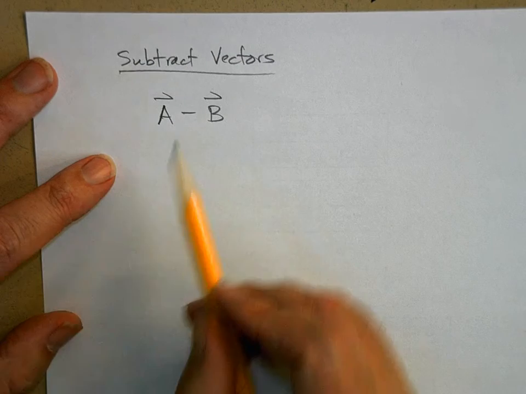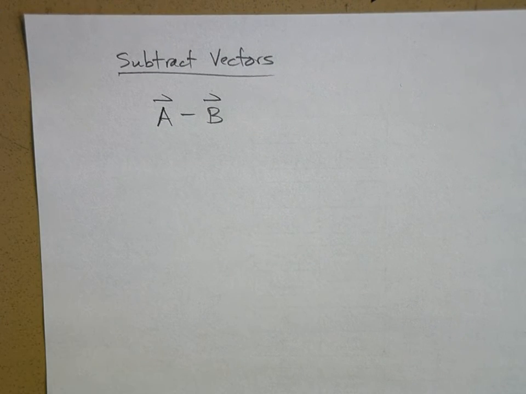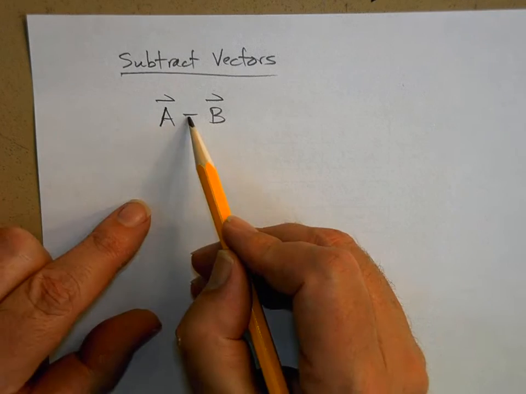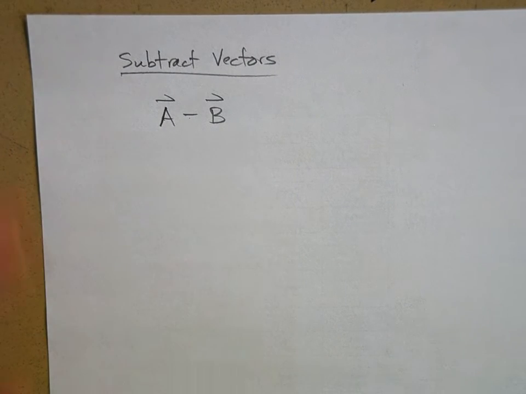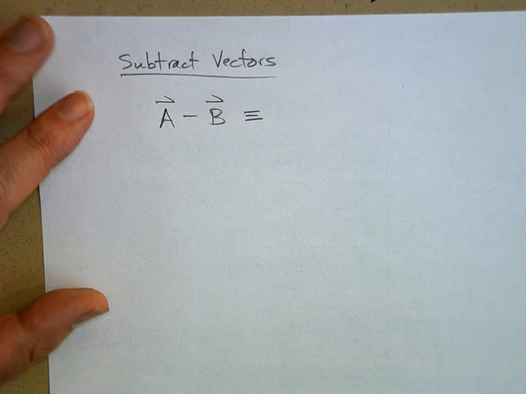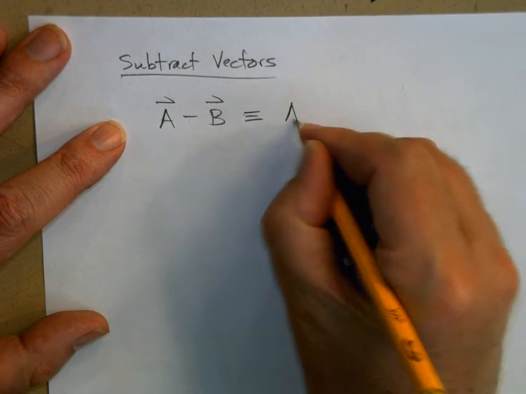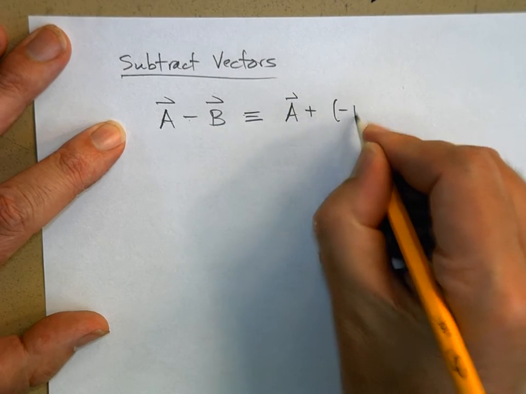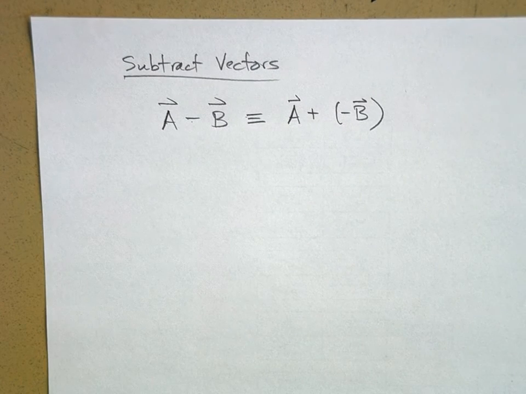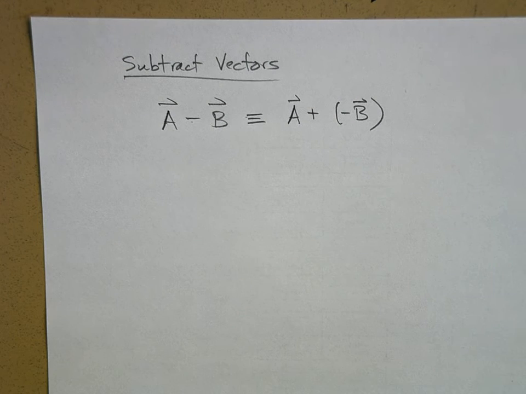Well, now we have an operational definition for subtraction that we use for scalars, but we're now using vectors, so it's a different operation. We're using the same symbol, but we're going to do something different. By definition, this is going to be, pay attention, A plus negative B. Well, what is negative B compared to positive B? It has the same magnitude, but opposite in direction.